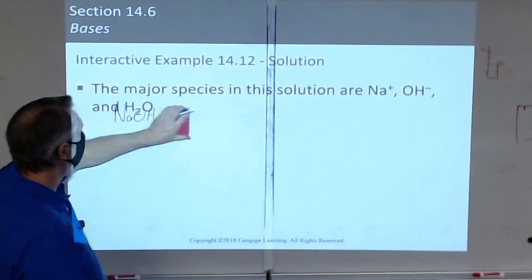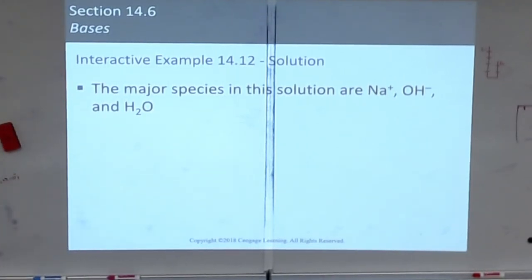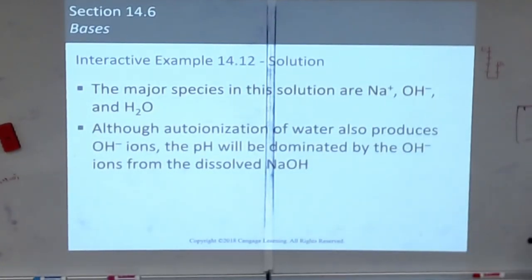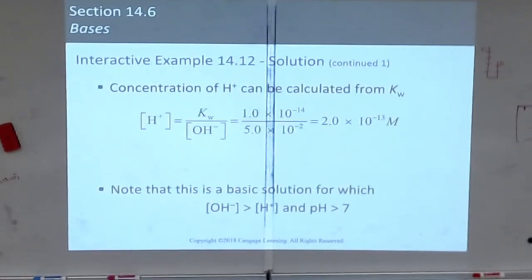Okay? When this dissociates, all of the sodium hydroxide turns into either sodium or hydroxide plus the water. Yes, autoionization of water is going to produce a few hydroxide ions, but not many. So the pH is going to be dominated by the hydroxide ions. Thus, in the solution, hydroxide is going to have the same concentration as the original base. And that's true for strong bases. And so we can calculate that out.